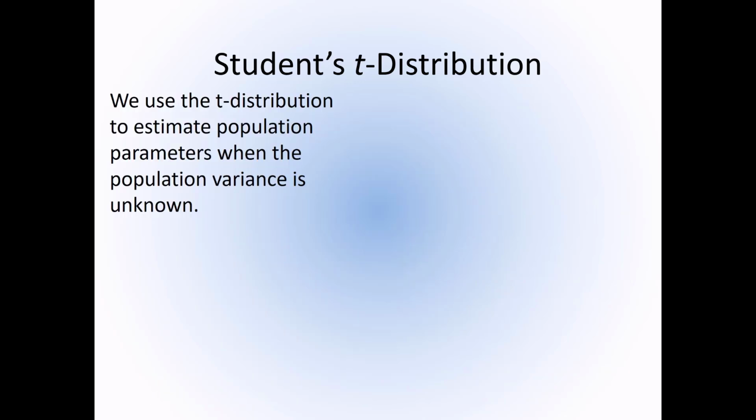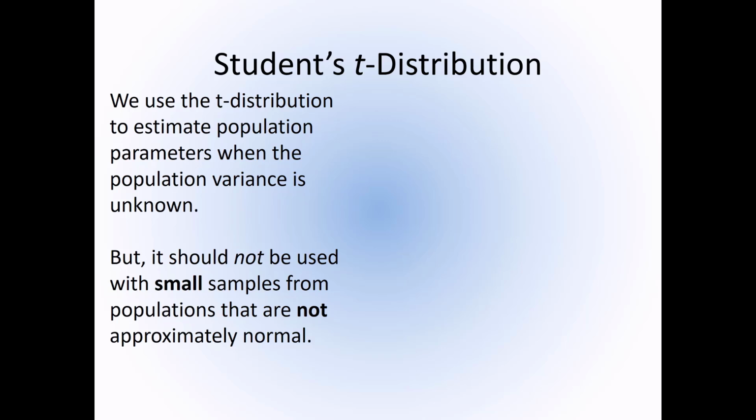So we can use this t-distribution to estimate population parameters when we don't know the population variance. If we're aware of the population variance, we'll use the z-test or the z-distribution. One important caveat, though, is that for the student's t-test, t-distribution, we shouldn't be using it when our sample size is relatively small and our population isn't normal.